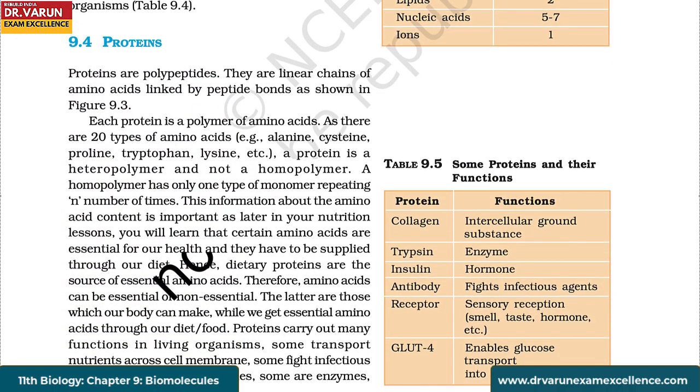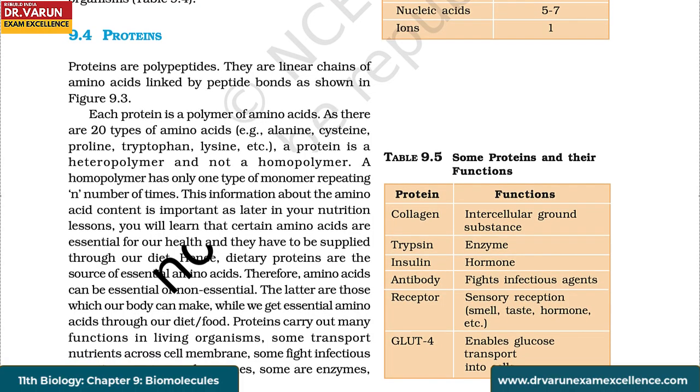Proteins. Proteins are polypeptides. They are linear chains of amino acids linked by peptide bonds as shown in figure 9.3. Each protein is a polymer of amino acids. As there are 20 types of amino acids, example alanine, cysteine, proline, tryptophan, lysine, etc., a protein is a heteropolymer and not a homopolymer.